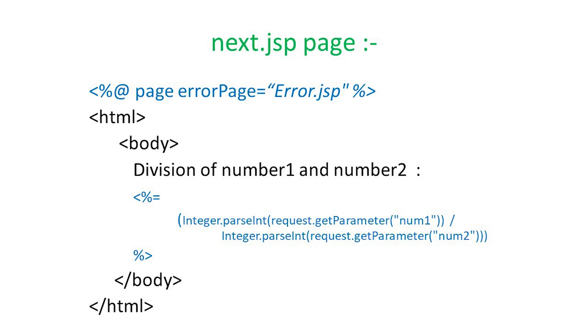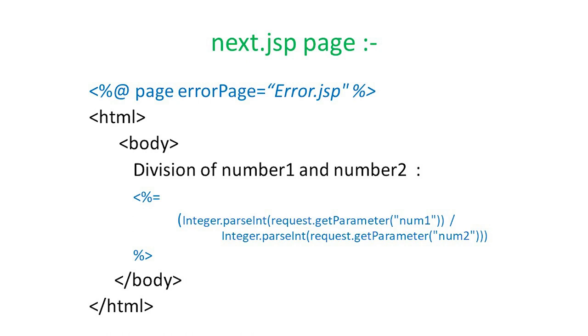From index.jsp, we move to next.jsp. And if there is any error, then we will move to error.jsp, because we have mentioned here %@ page errorPage equals error.jsp. So here is the third file, error.jsp.